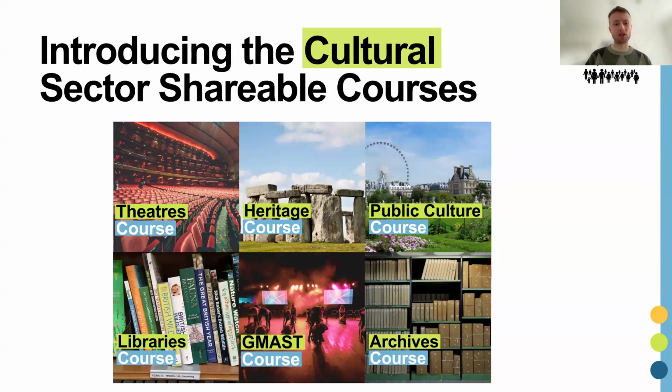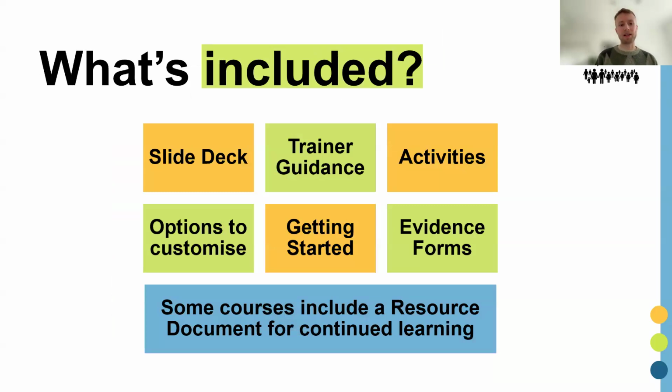Just want to quickly cover what's included in the courses, and then we're going to move on to our panel and introduce all of our panelists. So, what is included in a shareable course? First and foremost, there is a slide deck, which is the information that the learner sees, and then there is really detailed trainer guidance for all of those slides, so you can really easily deliver the materials. And then there are activities to keep the training really relevant and engaging. And then there are options to customize to put in that local specification or that organization specific specification. And then there's a bunch of other stuff as well, like evidence forms for your learners, which just make the shareable course a complete package that allows you to deliver carbon literacy training really easily.